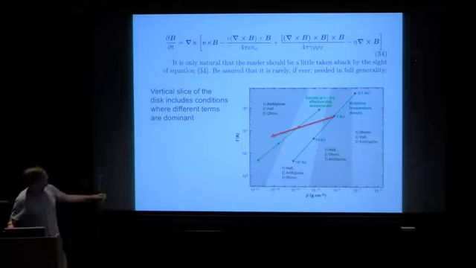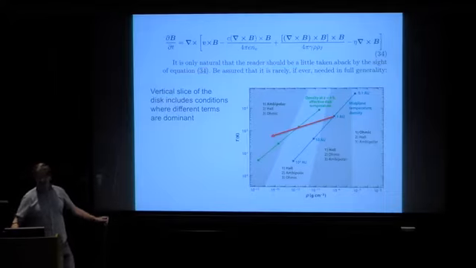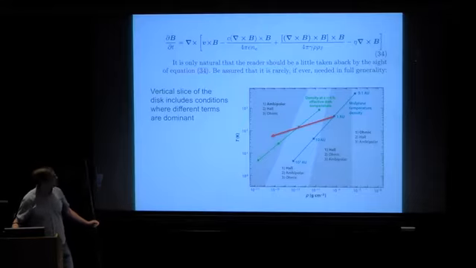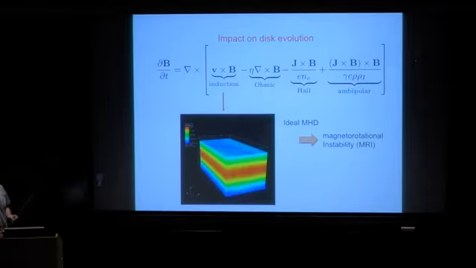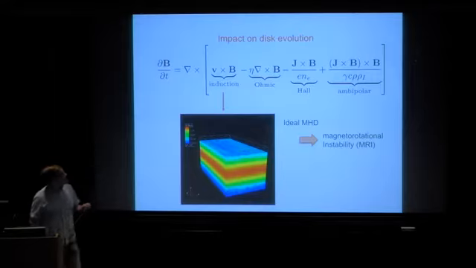Okay, so this vertical slice of the disk includes these places where different things dominate. So that's a complication for disk studies. But we can say some things about how this works. One thing we can ask is, what effects might these terms have on disk evolution?